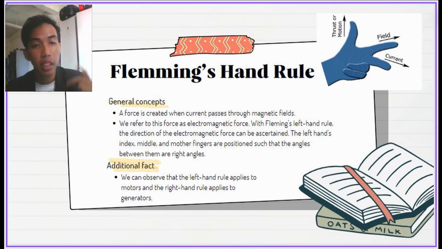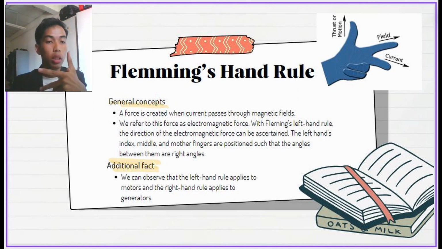In the left-hand rule, the index, middle, and thumb fingers are positioned such that the angle between them is a right angle. The thumb shows the direction of motion. The index finger is used for the direction of the magnetic field. And lastly, the middle finger is used for the direction of current.